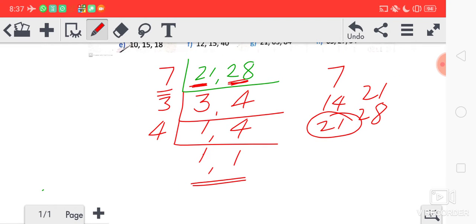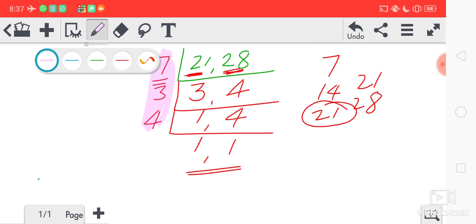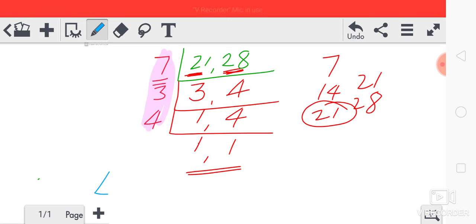Okay, then all the left part, whatever numbers we have got, that will be your LCM, will multiply. Okay, so what we'll write here? We'll write here LCM.